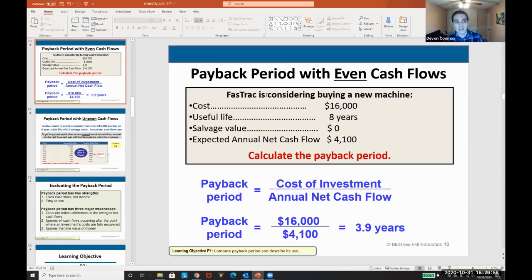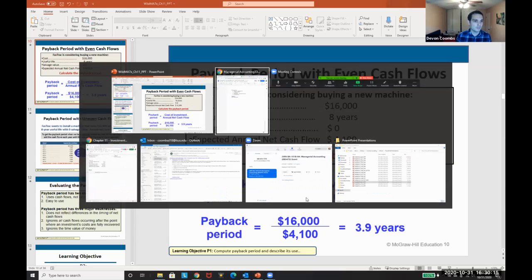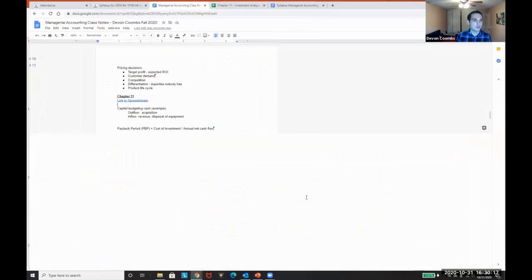The question here is, Fast Track is considering to buy a new machine. The cost is $16,000. The useful life is 8 years, and the expected annual cash flow is $4,100. All we care about here, and I expect you to memorize this for your exams, the payback period, we have the cost of the investment over the annual net cash flow. And so we can see that in our sheet here.